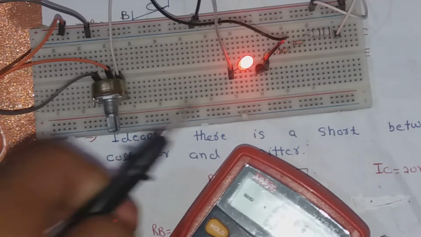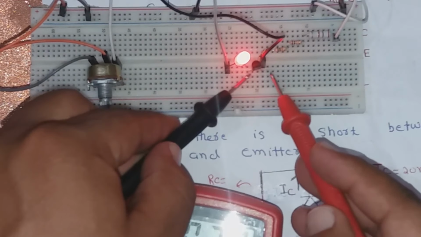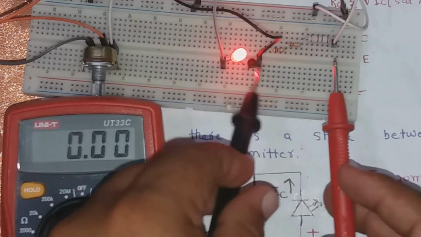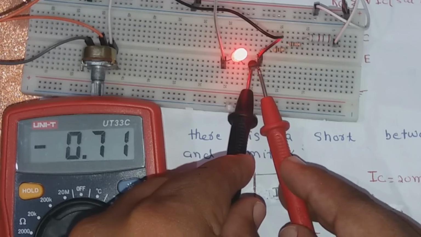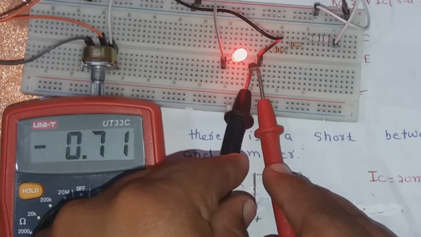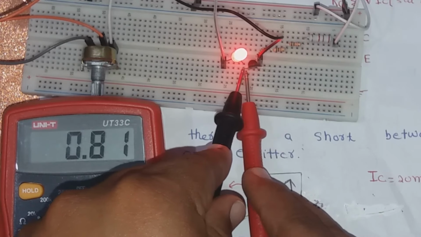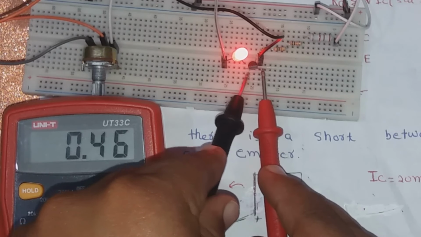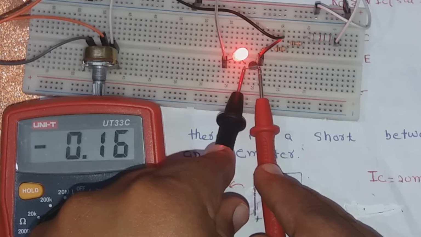Well, what about the collector, base, emitter voltages? VBE is 0.7 volt. You can see this, which is VBE, and I have told you it is 0.7 volt, right? And this is VBC, which is 0.5 volt, right? And what about VCE, which is the collector emitter voltage? So VCE is equal to 0.16 volt.